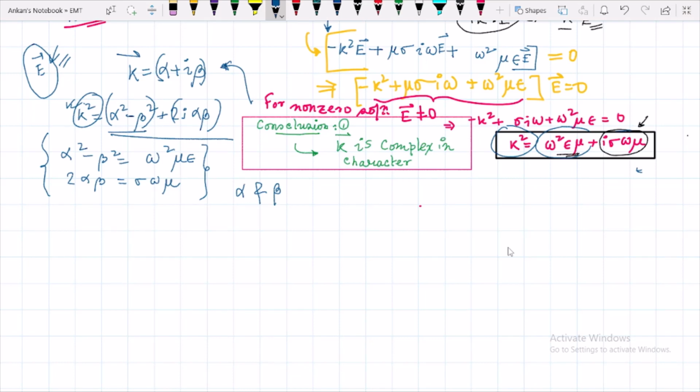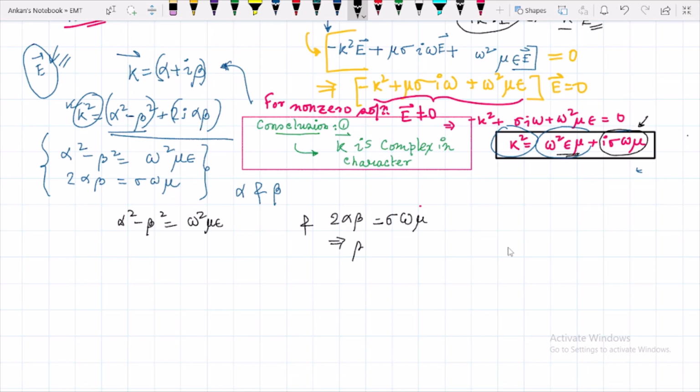So let us go into the deep solution regarding this, which is very lengthy. I'm going to the solution in detail. So we have obtained that alpha square minus beta square is nothing but omega square mu epsilon, and we also obtained that 2 alpha beta is equal to sigma omega mu.